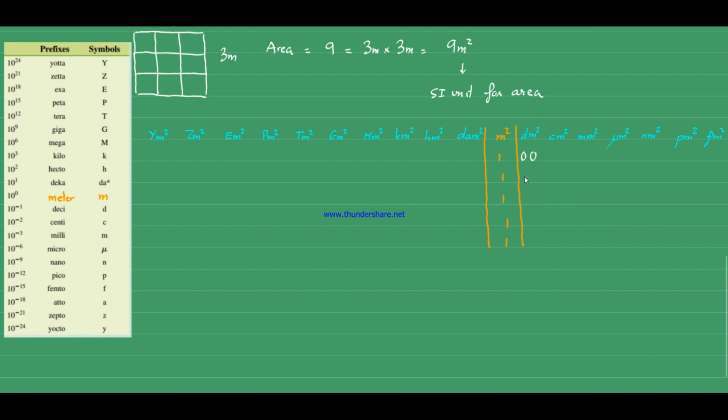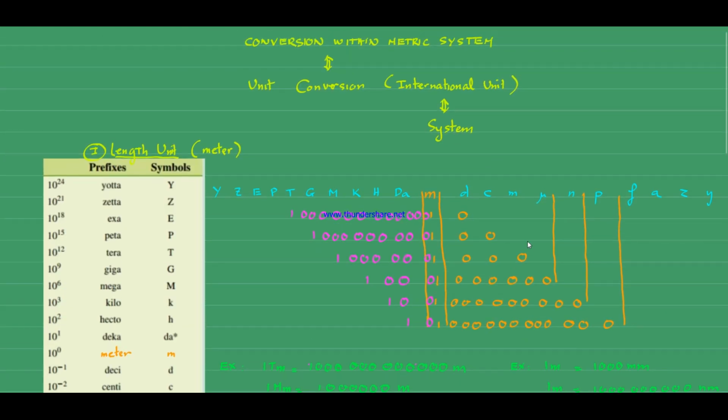Then will be 10,000 centimeter square. Then will be 1, 2, 3, 4. Then will be what? Is that 100 times? It will be 1 million meter square. But how about micrometer square? Last time we know that 1 meter is 1 million micrometer.